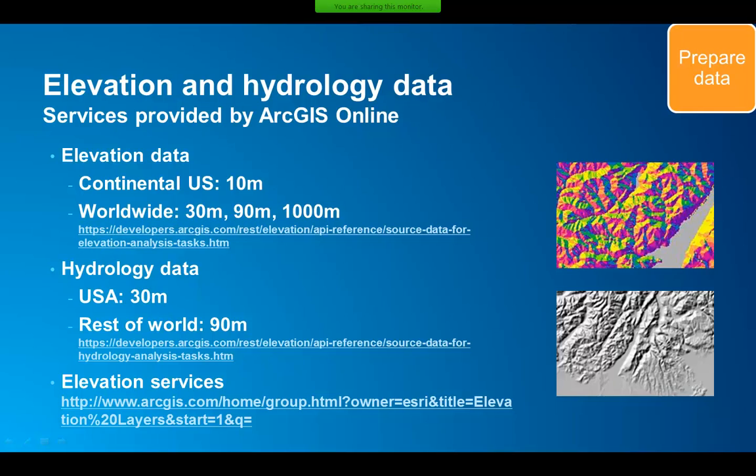The hydrology data is sourced from the U.S. National Elevation Dataset, as well as the HydroSHEDS product from the World Wildlife Fund, the USGS, and several other organizations worldwide. These data have been hydrologically corrected, with sinks filled where appropriate. Again, please check out the links on this slide for more information about the datasets. Finally, elevation layers such as hillshades and aspect rasters are available for inclusion in your web maps. See the link at the bottom.